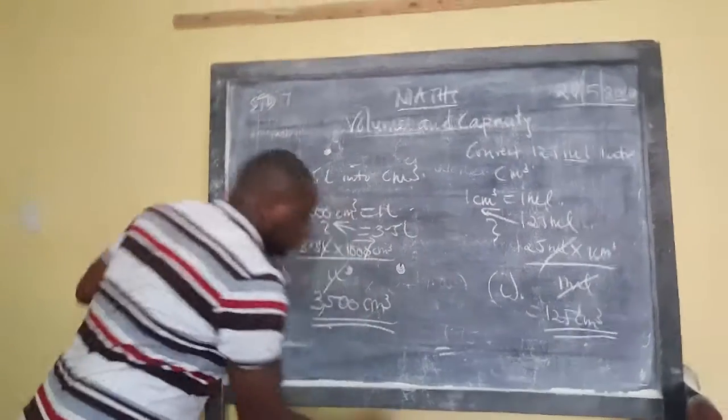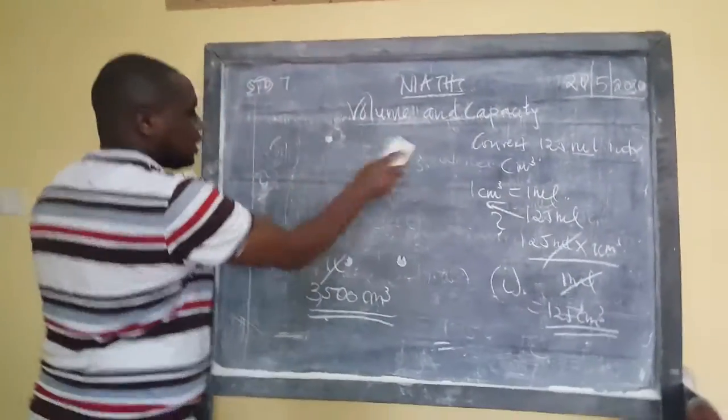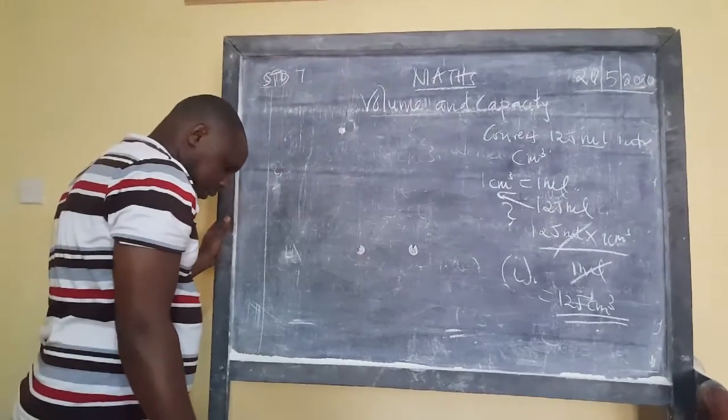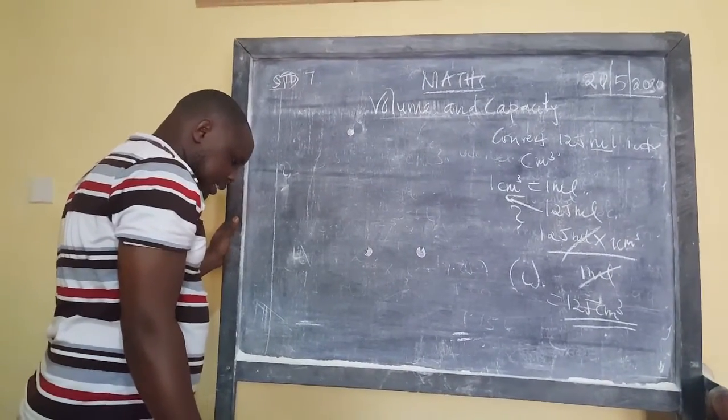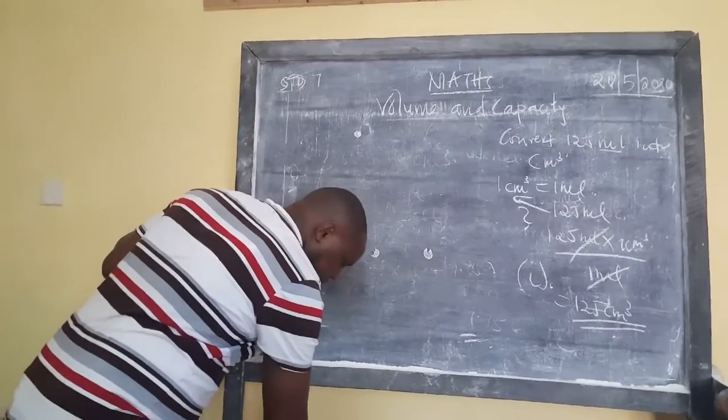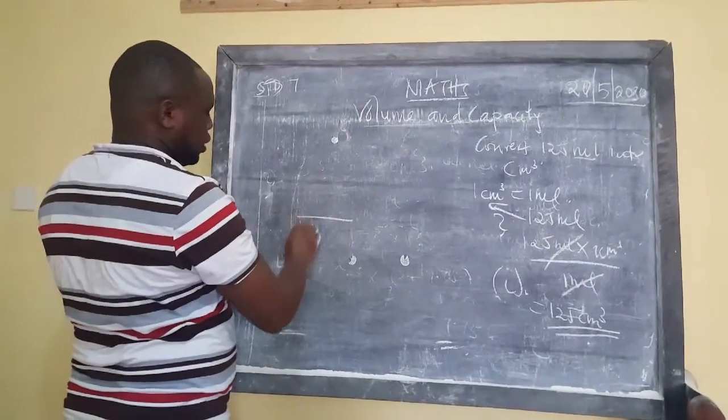Maybe I do one more question and then you can call it a day. 9 liters of water was poured into a rectangular container whose base is a square. So you draw that.